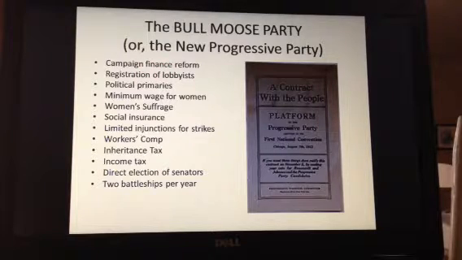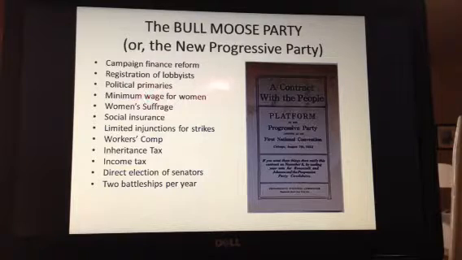Campaign finance reform, the registration of lobbyists. If somebody is approaching politicians and trying to influence their vote, then the public has a right to know who they are. Political primaries, something we take for granted today, but at this time, there was the big political convention in the summer, and there were backroom deals sometimes. It was all decided at that convention, as opposed to the primary system we have now, which is what they were calling for.